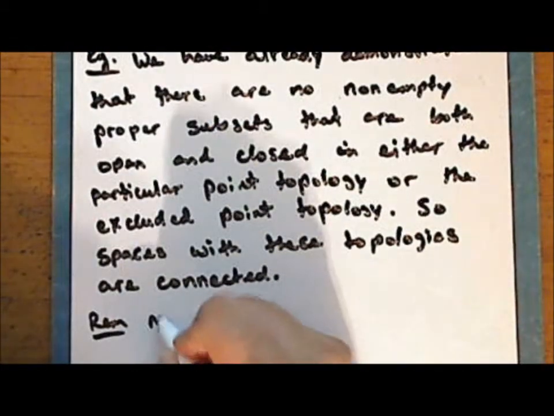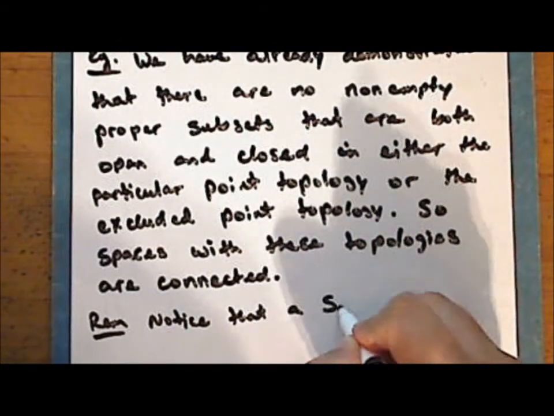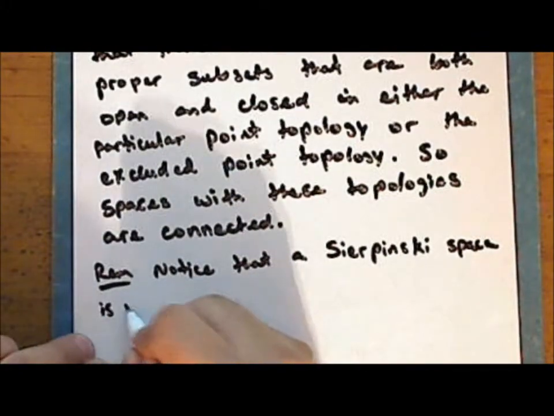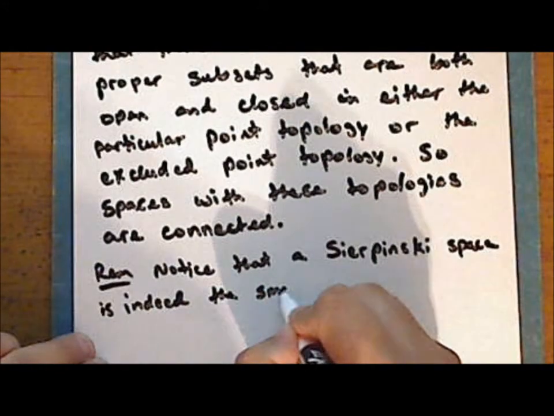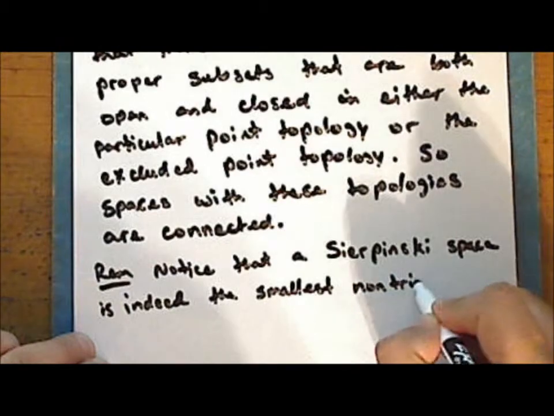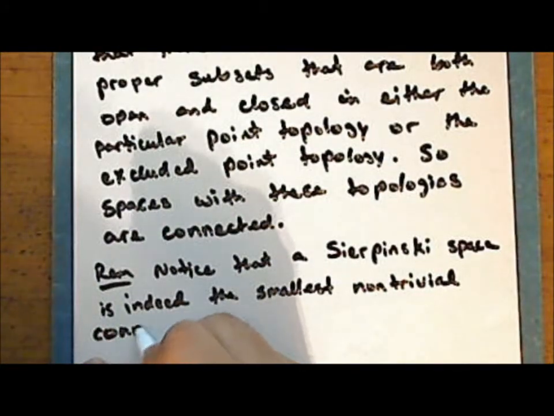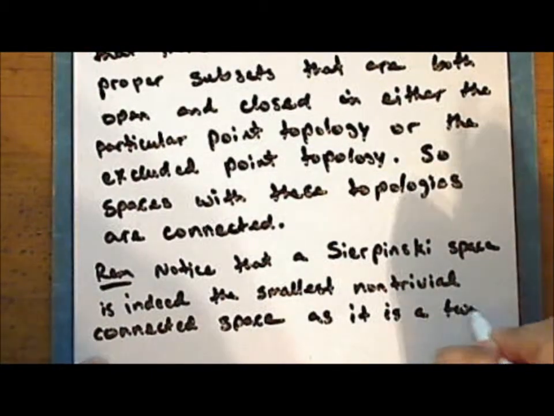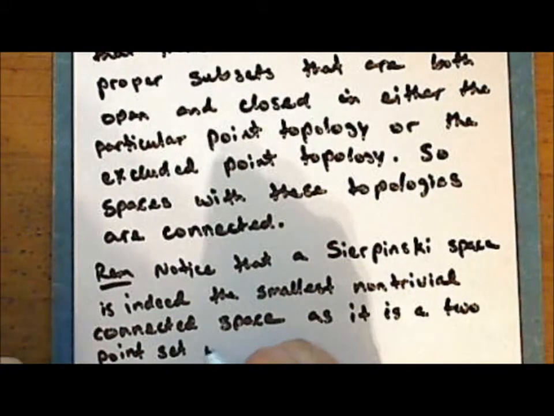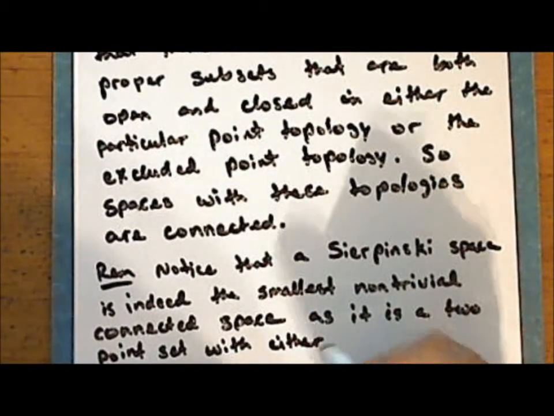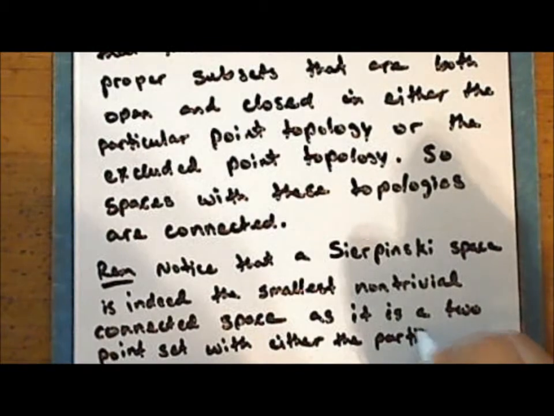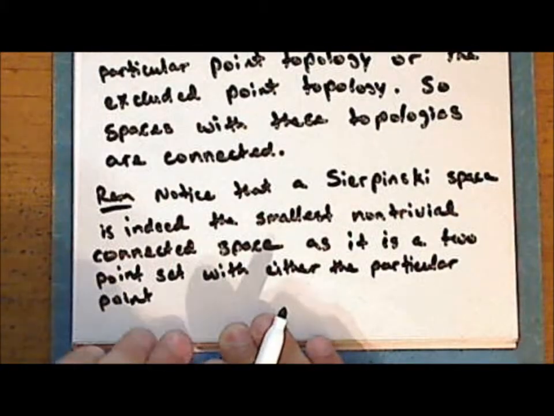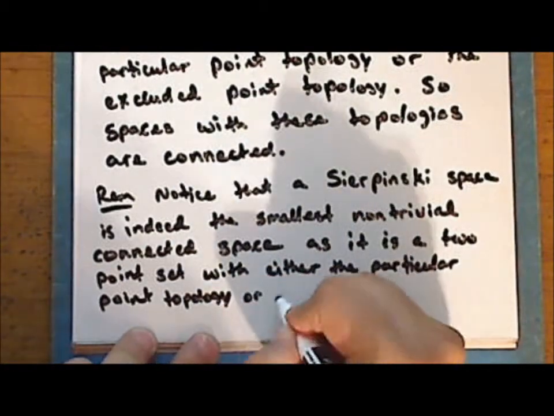So notice that a Sierpinski space is indeed the smallest non-trivial connected space, as it is a two-point set with either the particular point topology or the excluded point topology.